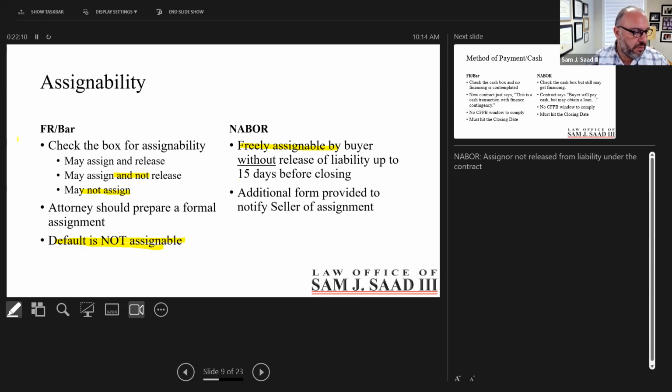Let's see. Putting a house in a trust, Chet, that would be an assignment. A trust is a separate legal entity, and you would want to do an assignment into the trust. It's not as big a deal, of course, if the trustee is the buyer, but especially if there's a different trustee, a corporate trustee, a third-party trustee, you would want to do an assignment to clarify that this particular buyer is now out of the deal.